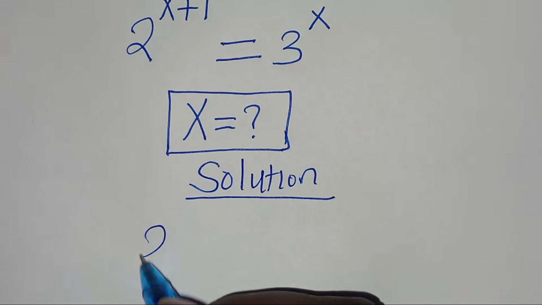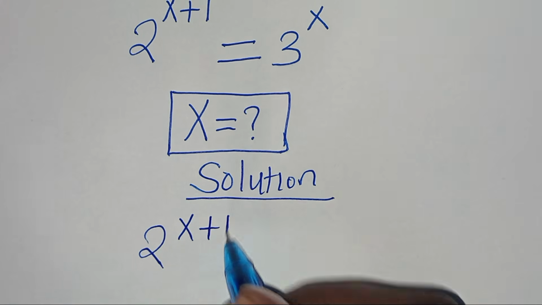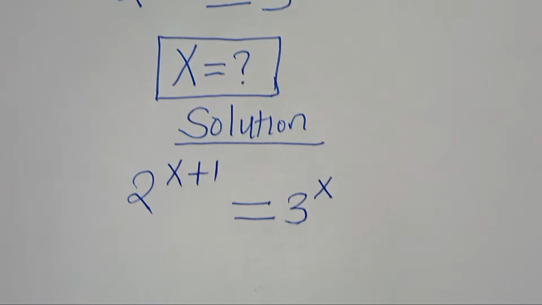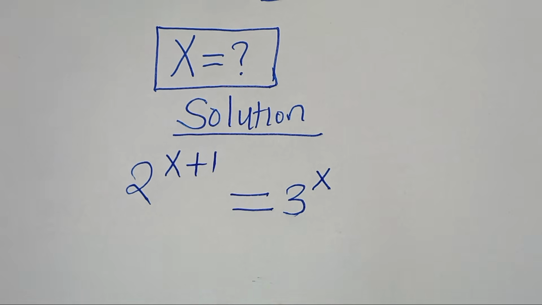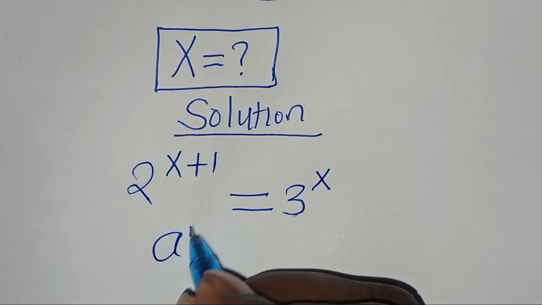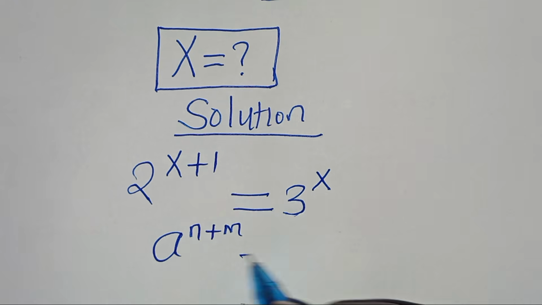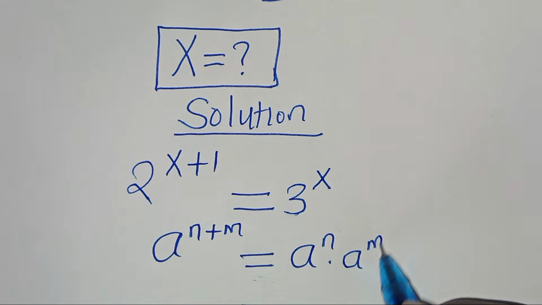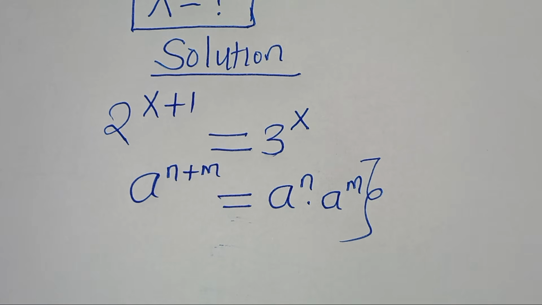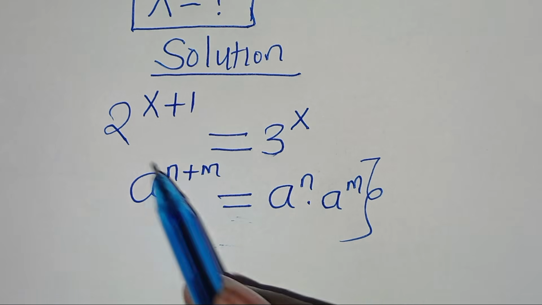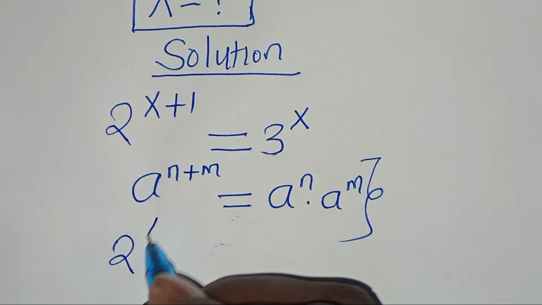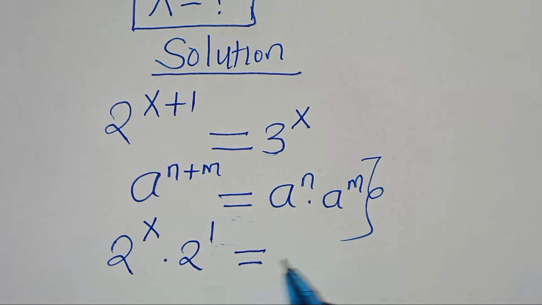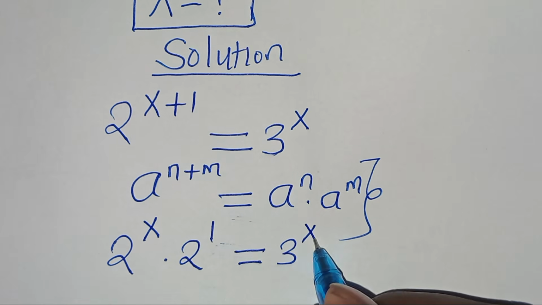So we have 2 to the power of x plus 1 equal to 3 raised to the power of x. Now 2 to the power of x plus 1 is of the form a to the power of n plus m, which we can express as a to the power of n multiplied by a to the power of m. Applying this exponent property, we have 2 to the power of x multiplied by 2 to the power of 1 equal to 3 raised to the power of x.